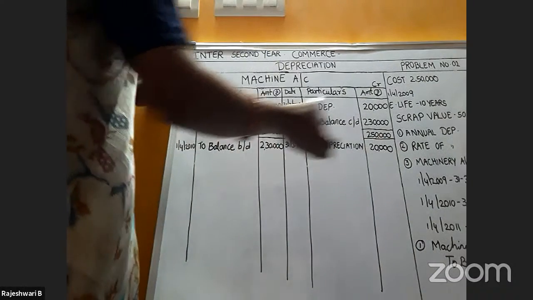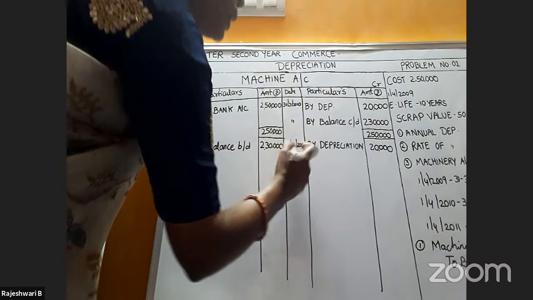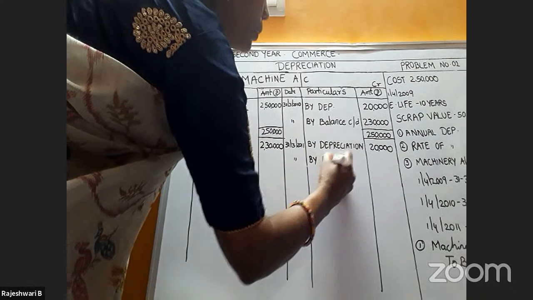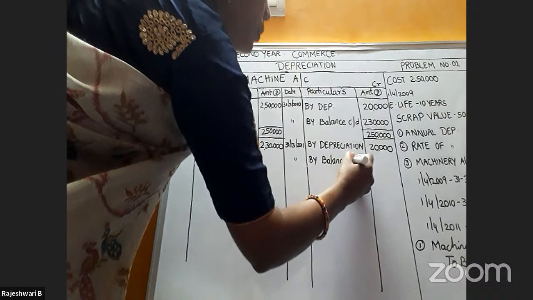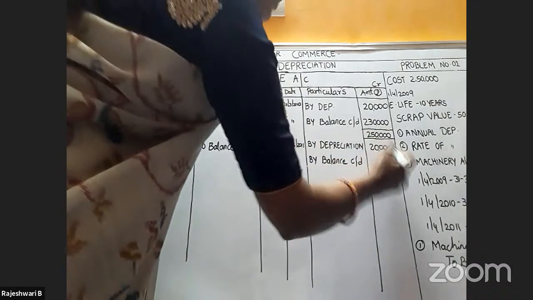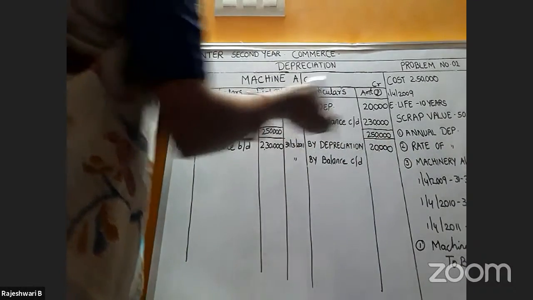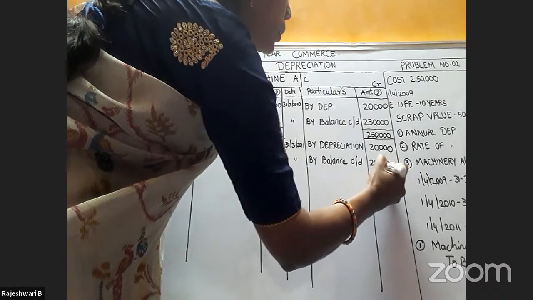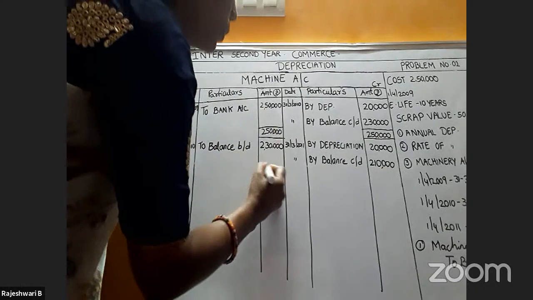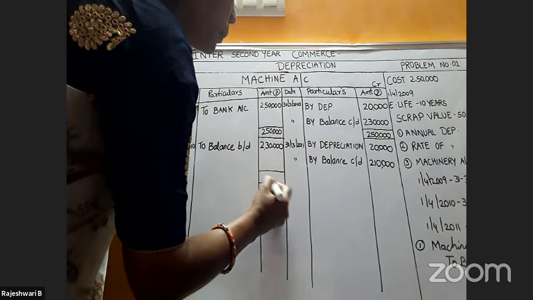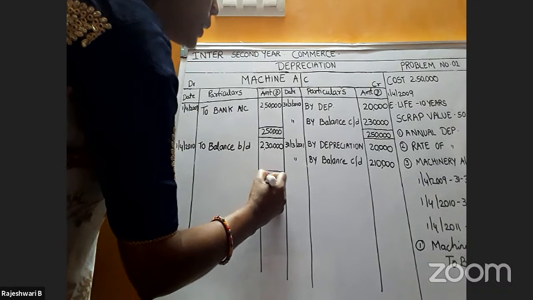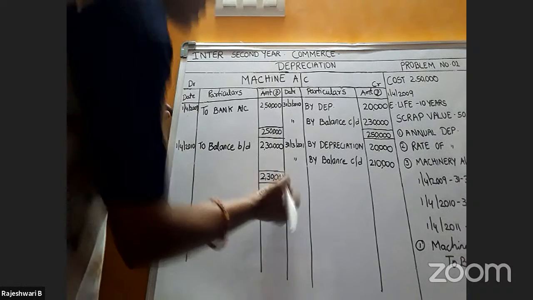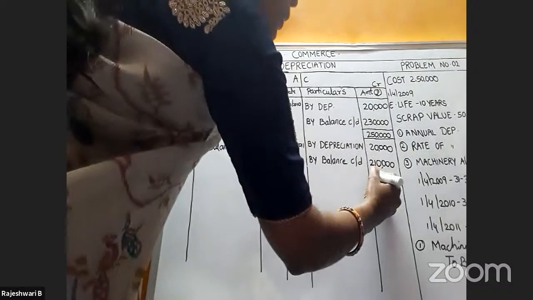Next, we have to balance. On the same date, 31/3/2011, by balance carried down. Balance carried down: 2,30,000 minus 20,000, 2,10,000. Debit side is more. 2,30,000.